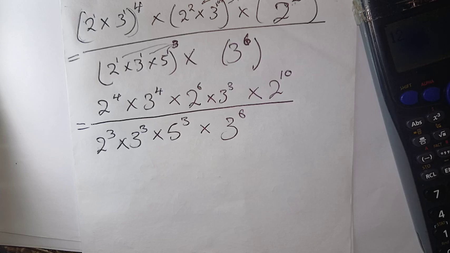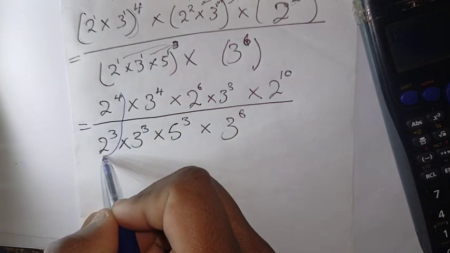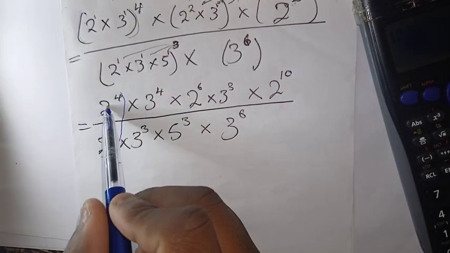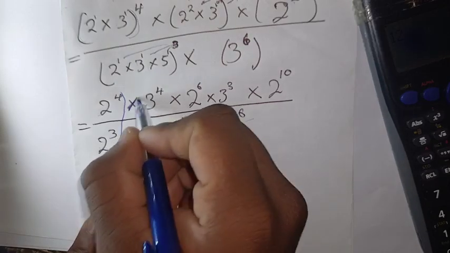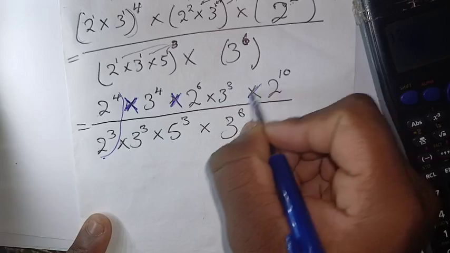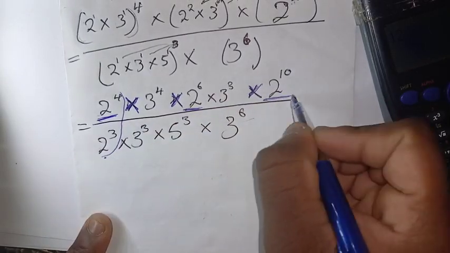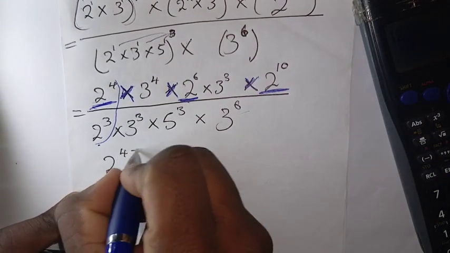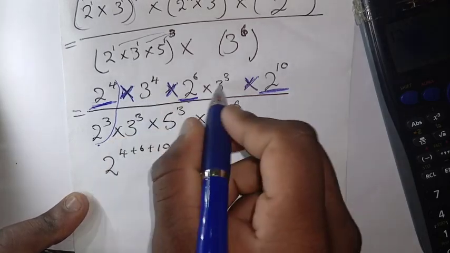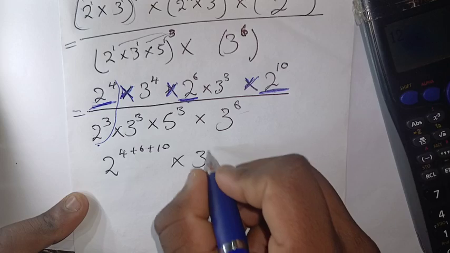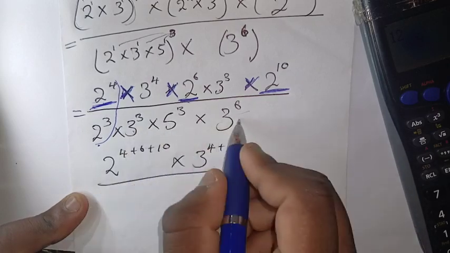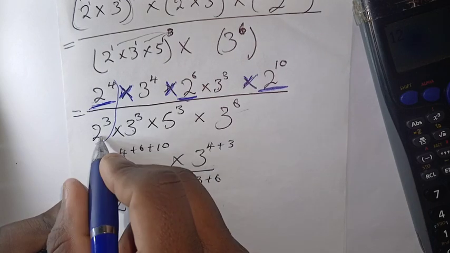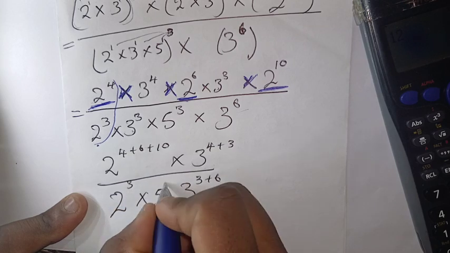Now you know that when we divide the same base, let me first figure out my numerator and denominator. When you multiply the same base, you add the exponents. This becomes 2 to the 4 plus 6 plus 10. What about 3? 3 also has the same base, so it's 4 plus 3, divided. Then down here it will be 3 plus 3, and here 2 and 5 also.